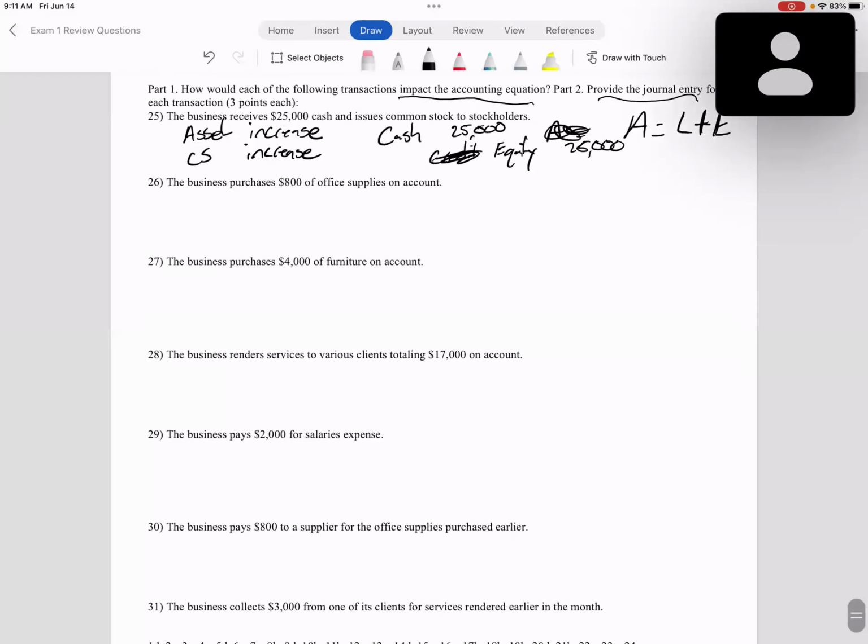So business purchases $800 of office supplies on account. Okay. So our assets increase, and you can abbreviate, right?